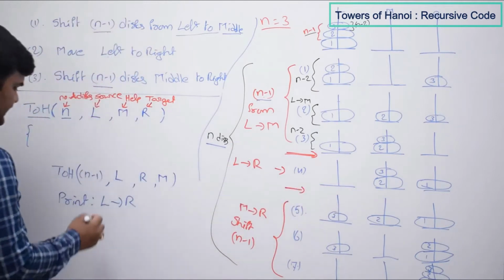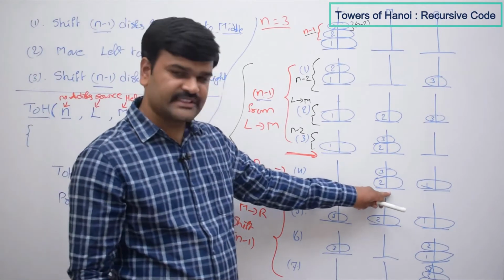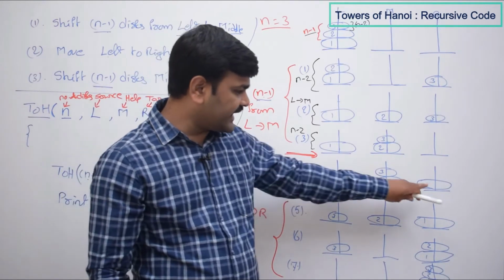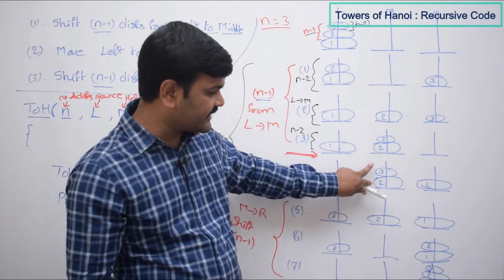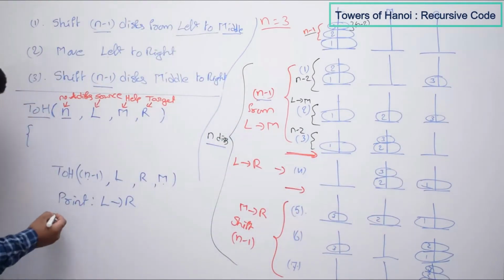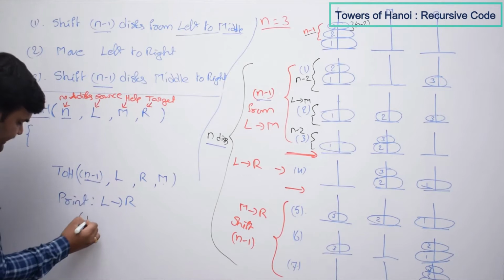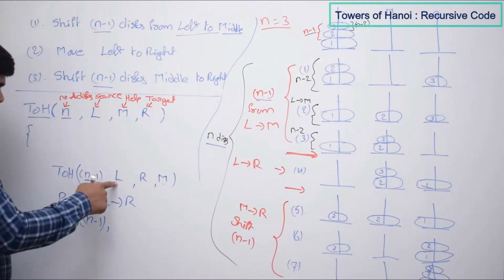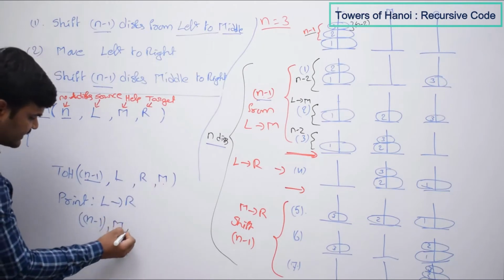Now you can observe these n-1 disks from left to middle you shifted. Yes, left to middle we shifted, and then first disk we moved from left to right, and this is the status. Now these n-1 disks you have to shift from middle to target, that is right tower. So that is what you must reflect in the code. So now only these n-1 disks we are considering, and where are the n minus 1 discs? These came from left to middle, now exist at the middle tower. So that means from the middle tower you have to shift.